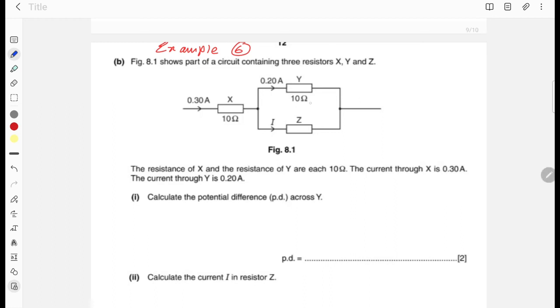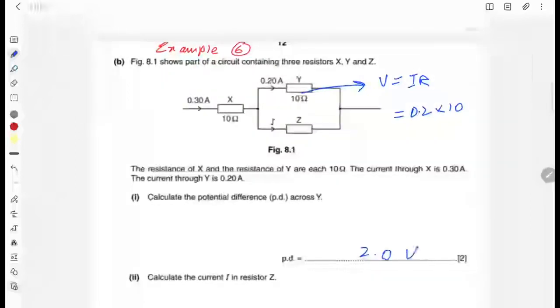Since you know the resistance and you know the current, you can apply Ohm's law. V equals IR, and I is 0.2 and resistance is 10. So the potential difference across Y is 2, or to 2 significant figures, 2.0 volt.